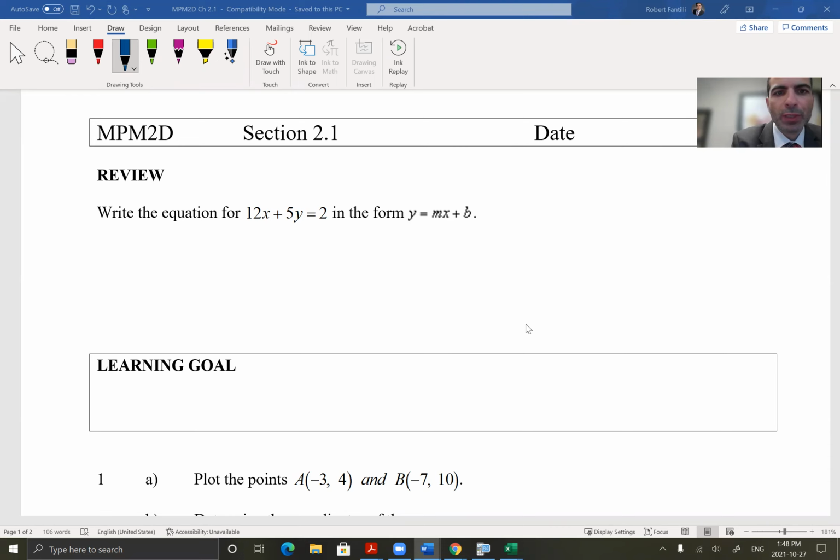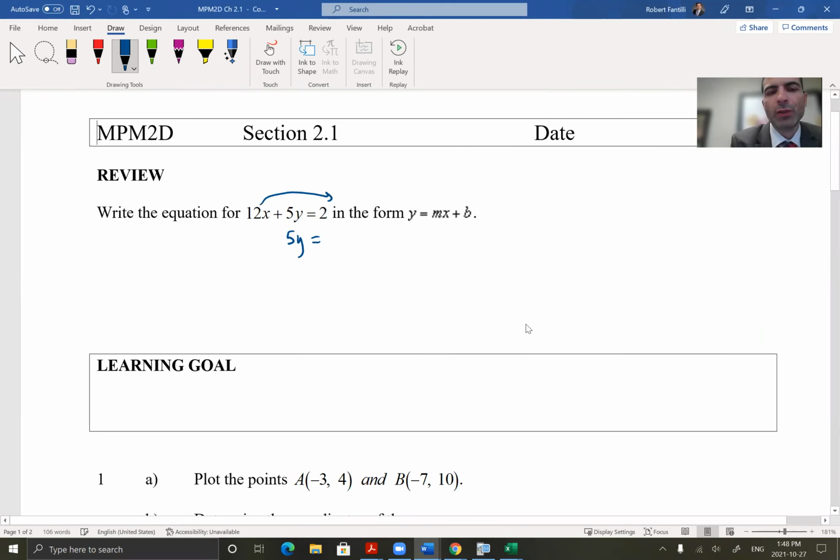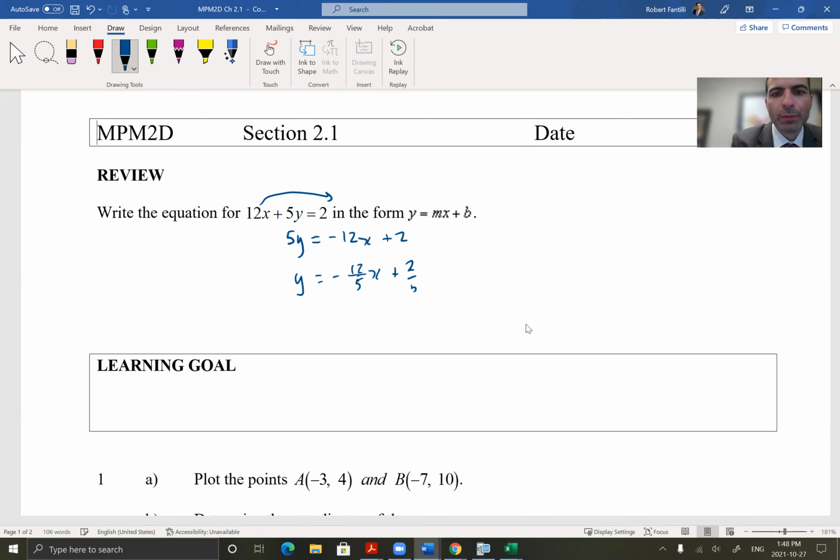So what I'm going to do is keep the 5y here, and send the 12x over, switch teams, change jerseys, becomes negative 12x plus 2 because the positive 2 was already there. Then I have to divide every term on both sides of the equation by 5. And I get negative 12 over 5 x plus 2/5.